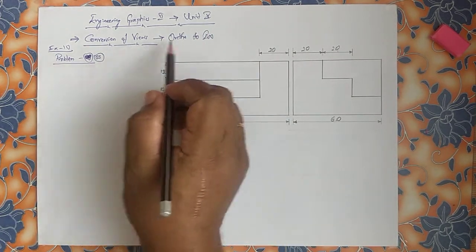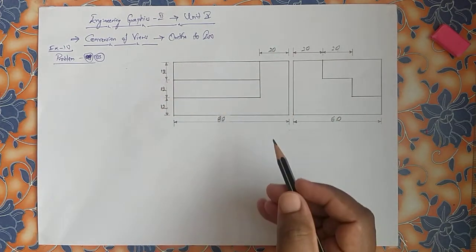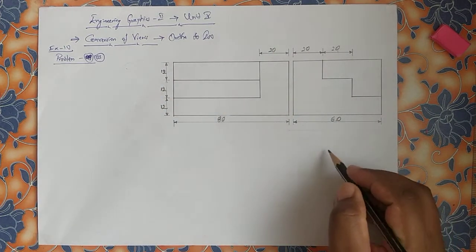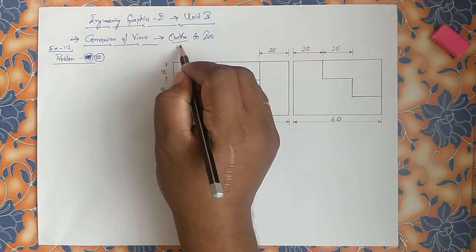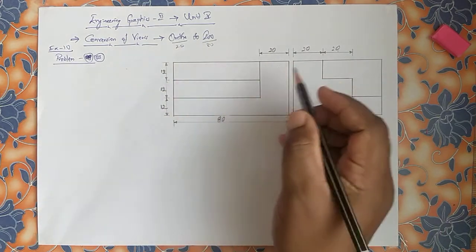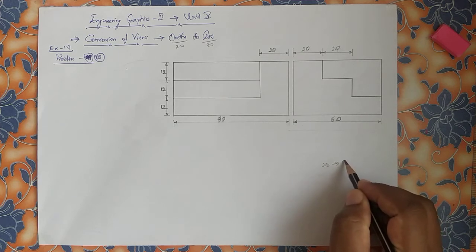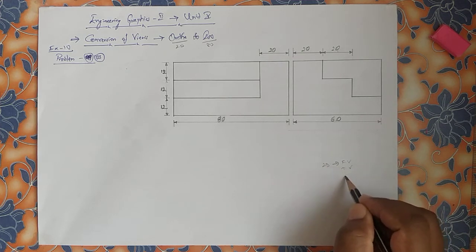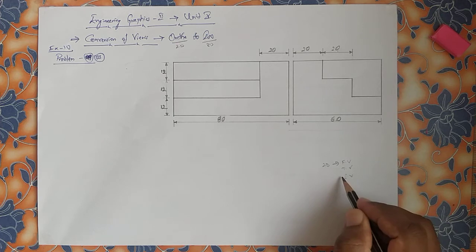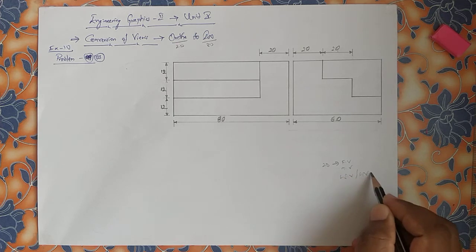We are at conversion of views, ortho to iso, 2-dimensional to 3-dimensional. As I explained clearly, ortho is nothing but 2-dimensional, iso is nothing but 3-dimensional. In 2-dimensional, we have 3 types of views: front view, top view, side view. This side view may be left side view or right side view.